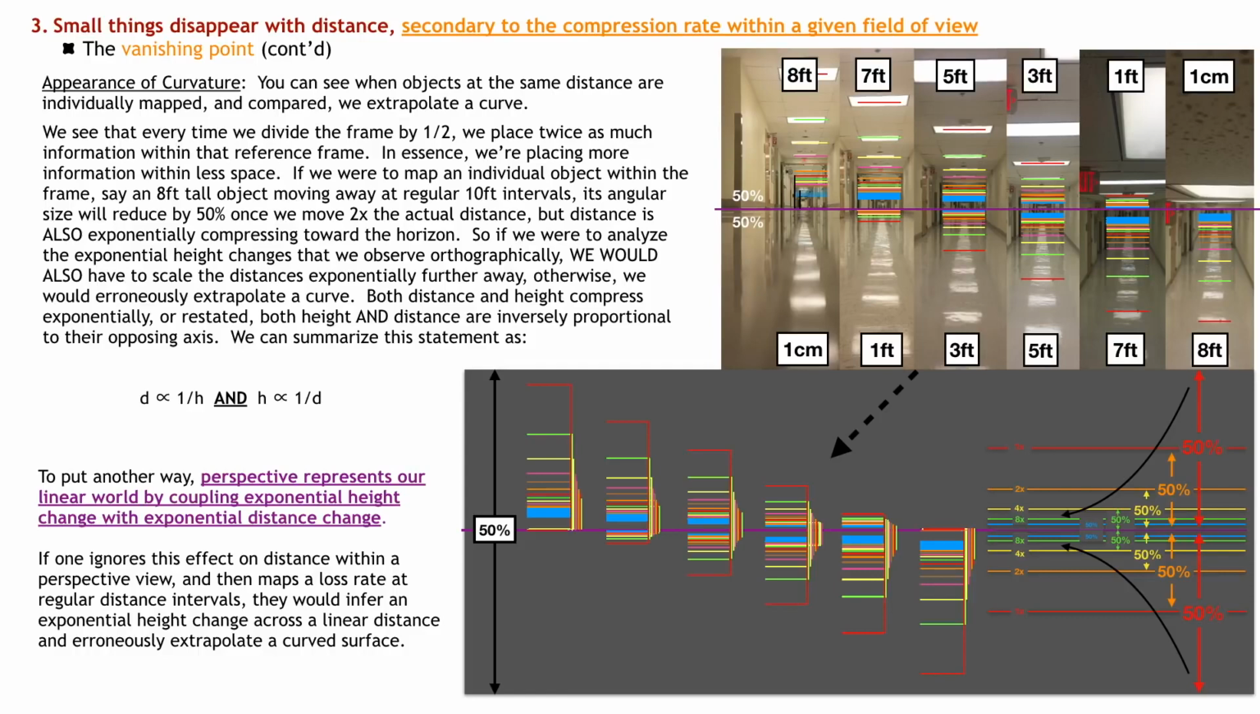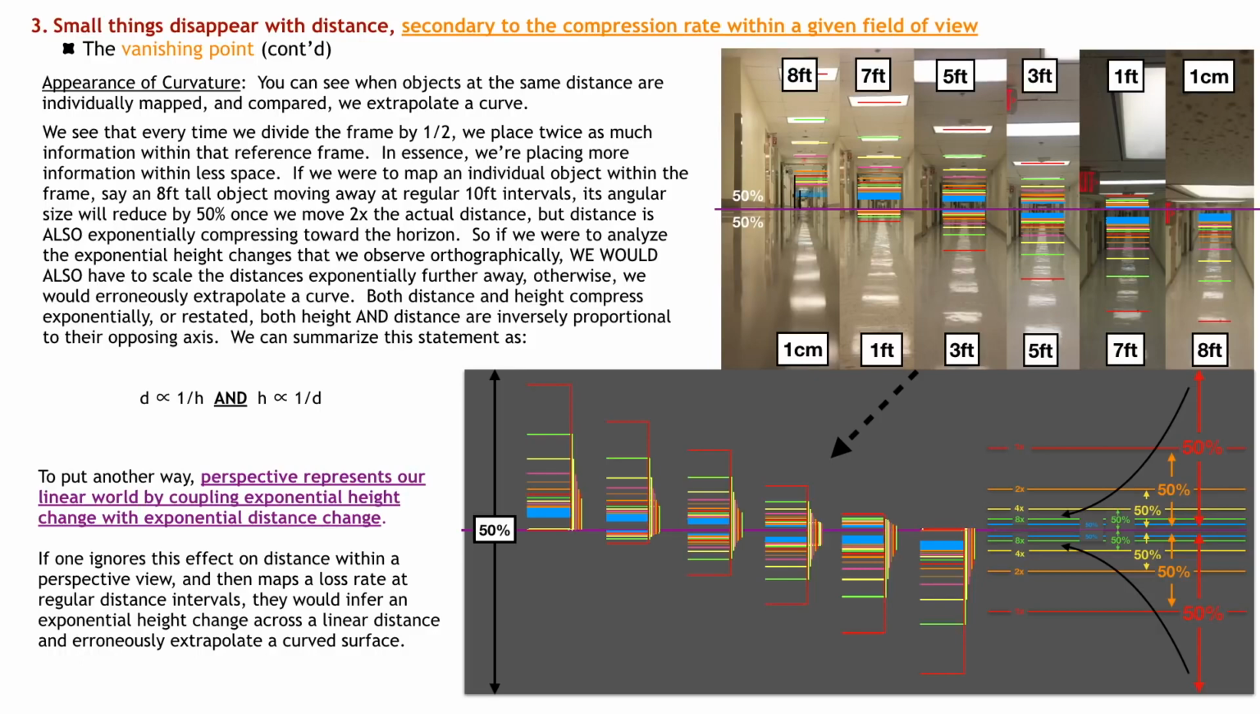If we were to map an individual object within the frame, say an 8-foot tall object moving away at regular 10-foot intervals, its angular size will reduce by 50% once we move two times the actual distance. Okay, again, that's just the same formula. But distance is also exponentially compressing toward the horizon. So if we were to analyze the exponential height changes that we observe orthographically, we would also have to scale the distances exponentially further away. Otherwise, we would erroneously extrapolate a curve.